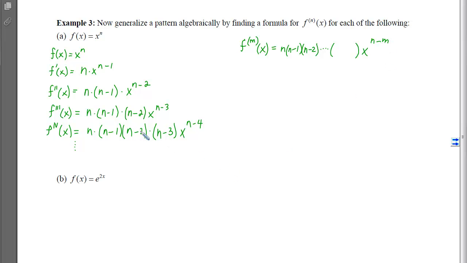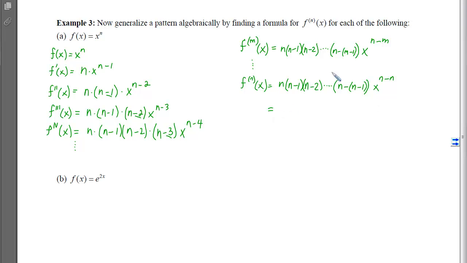Now let's look at where we end. Here, with the second derivative, the last number I subtracted was a 1. With the third derivative, the last number I subtracted was a 2. And with the fourth derivative, the last one I subtracted was a 3. So that means with the mth, I'm going to subtract 1 less than m. So if I continue even further, because I want the nth derivative, then I will have n times n minus 1, and I'm going to keep going down until I subtract my last thing, which is the n minus 1. And the exponent will be n minus n.